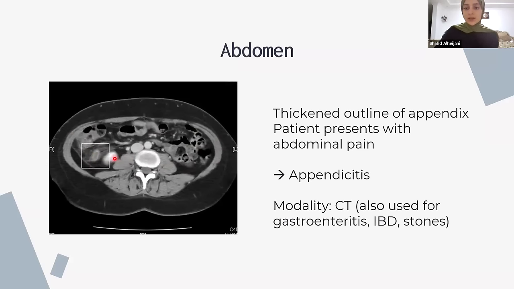So you have thickened outline of the appendix, and the patient will present with right lower quadrant pain. So if the patient has this presentation, you do a CT because something in the abdomen, something in the GI, so CT is the modality of choice. So you do the CT, you look at this, and you find this inflammation, thickened outline. So this is appendicitis. So modality is CT.